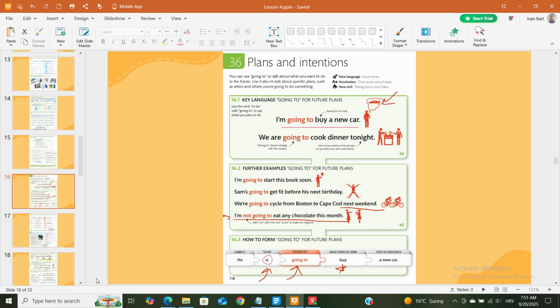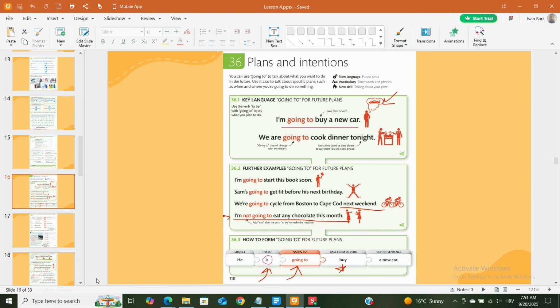36.1 Key language: going to, for future plans. Use the verb to be with going to say what you plan to do. Going to plus the base form of the verb. I'm going to buy a new car. We are going to cook dinner tonight. Going to doesn't change with the subject. Use a time word or time phrase to say when you will cook dinner.